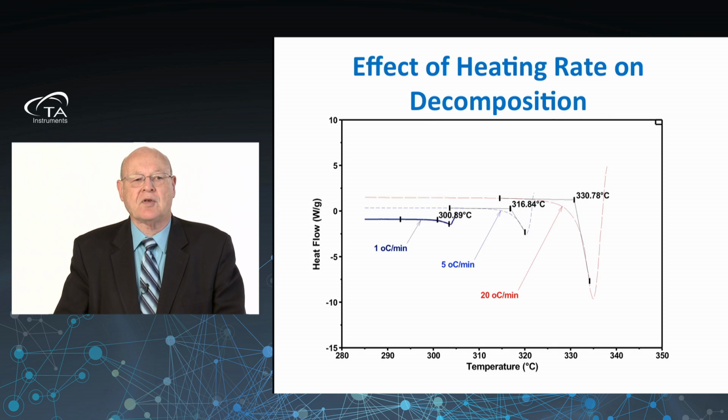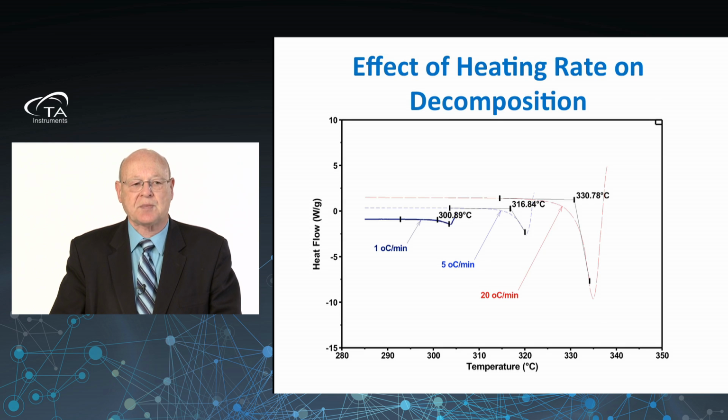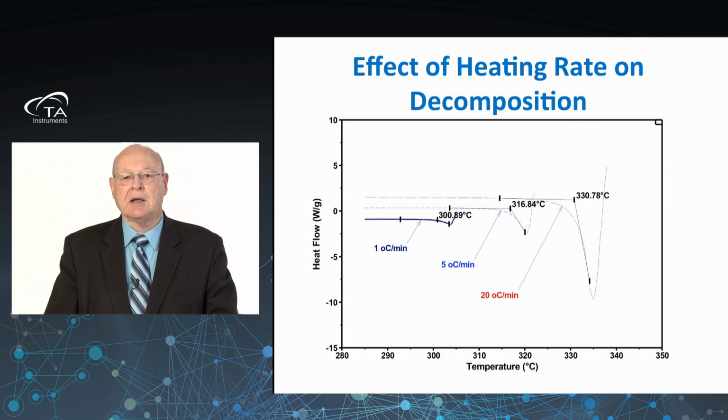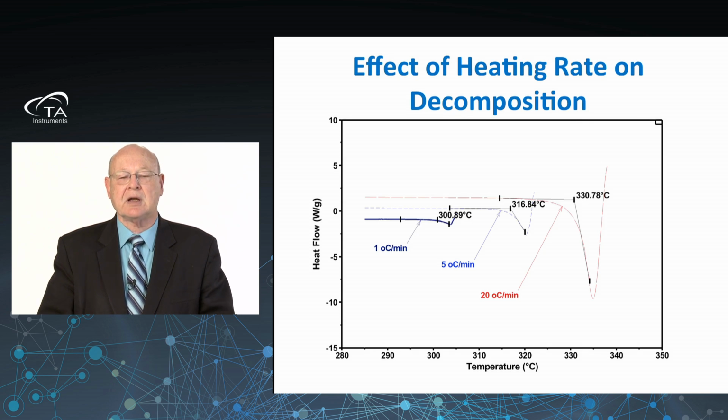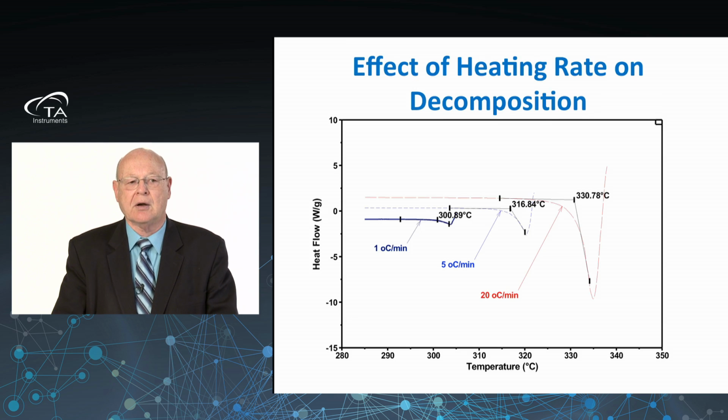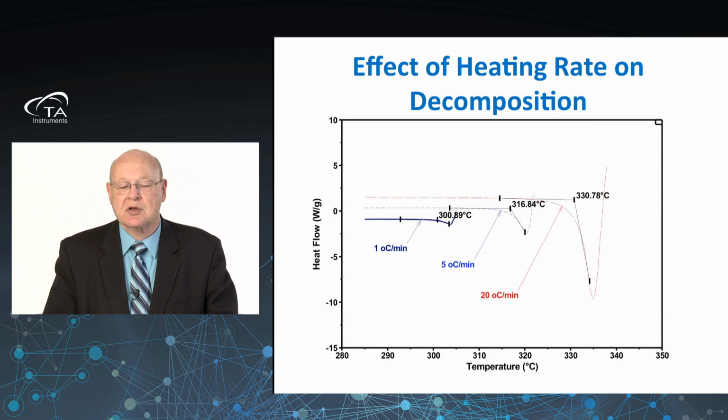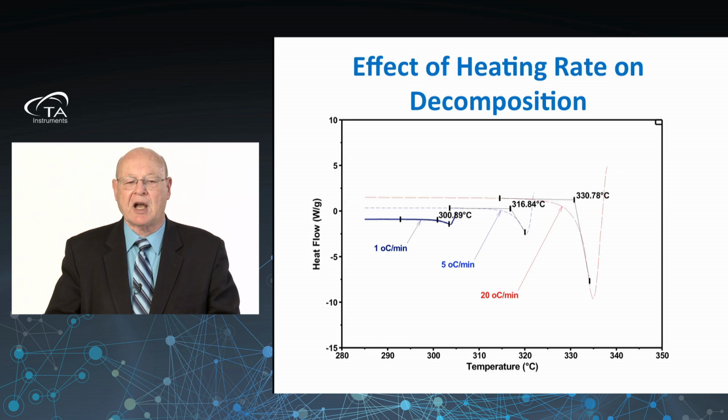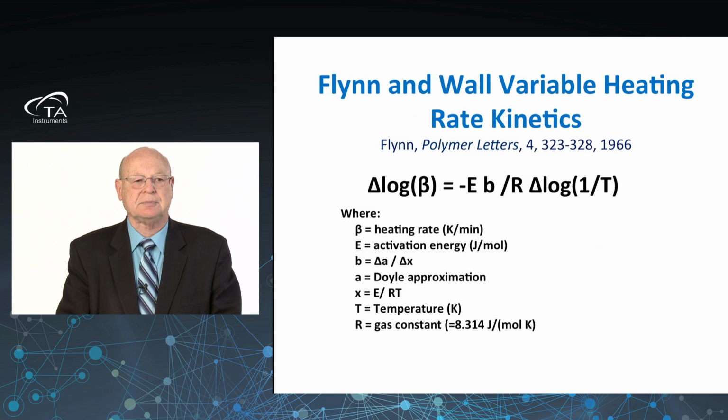The second kind of method is the variable heating rate method. This is one in which we take a series of test specimens, 4 or more. We heat them at a series of heating rates, shown here between 1 and 20 degrees C per minute. And as the heating rate increases, the reaction rate moves to a higher temperature. Now you notice that in this case, since this is a decomposition reaction, the reaction is endothermic rather than exothermic. These kinetic processes can be used for both endothermic and exothermic reactions.